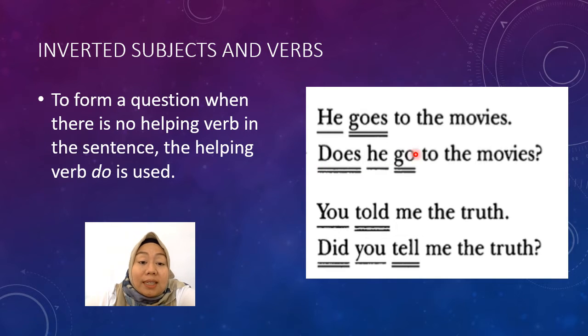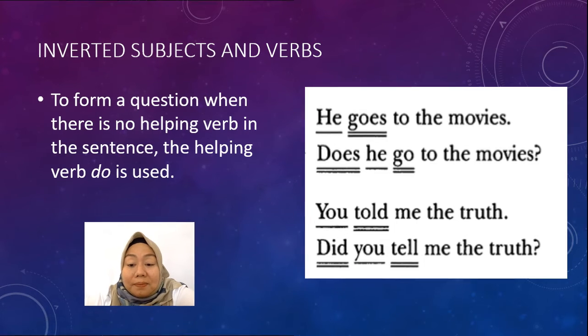So this one becomes does he, and then the verb goes back to the stem verb. So it's no longer goes, but go. Does he go to the movies? Okay, and if it is in past tense, then you use did. You told me the truth. Told me happened in the past. Then the question should be, did you tell me the truth?